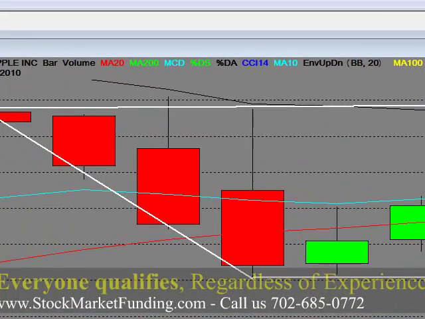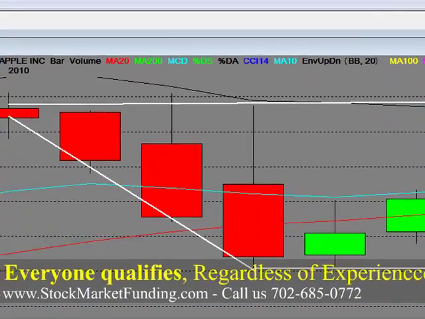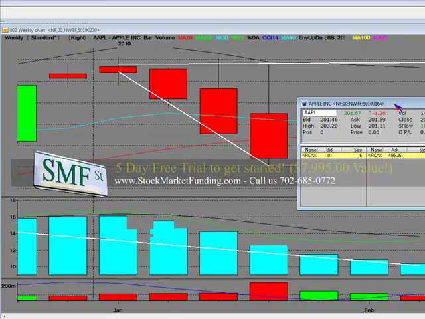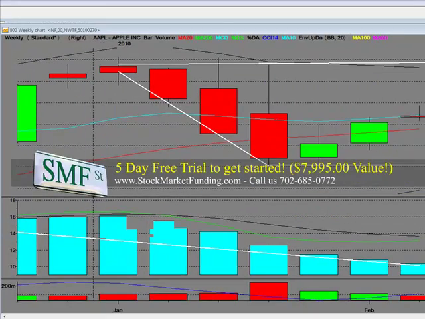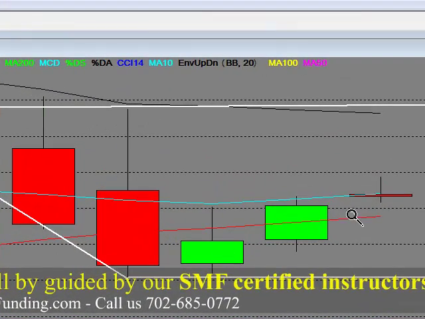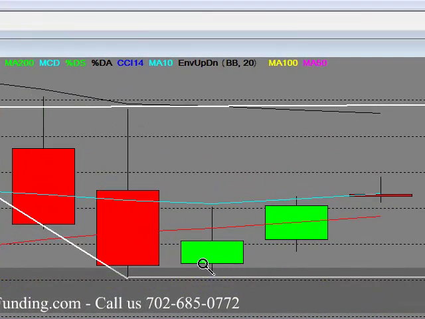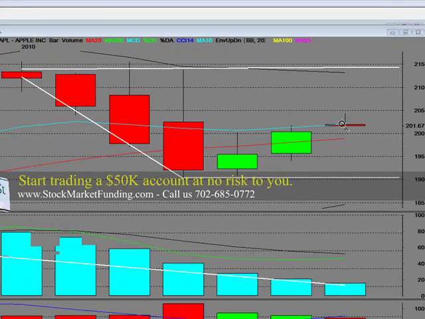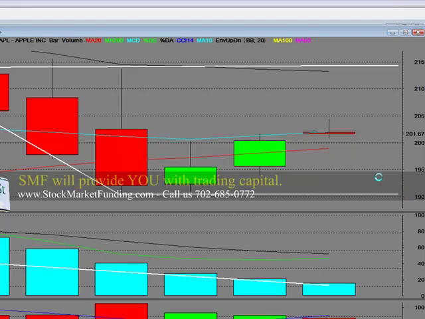You could trade Apple by using the options. $200 call, $190 call, we bought down at the bottom. Not a big move, it's a $10 move off the bottom. The question is, is it a bull trend or is it a bear trend? Well, here's how it works.